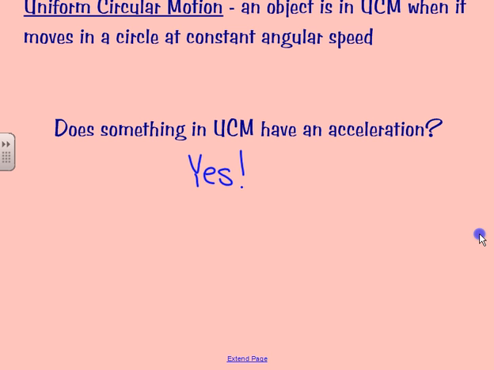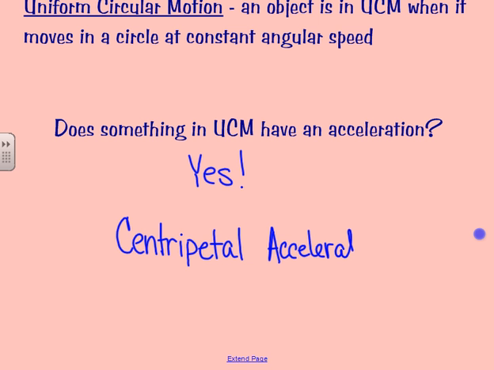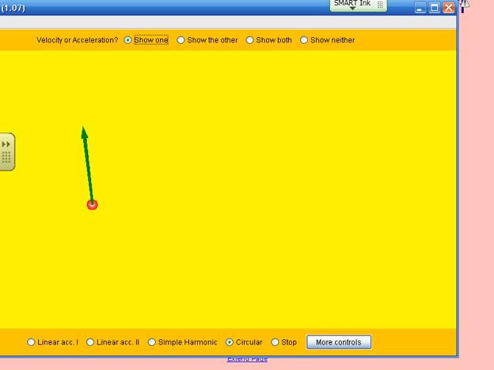We have a specific name for this type of acceleration. It's called centripetal acceleration. Centripetal acceleration comes from a Latin word that means center seeking. That helps us know a little bit about its direction. Let's take a look at this again.